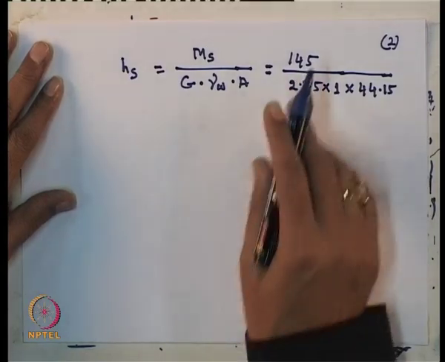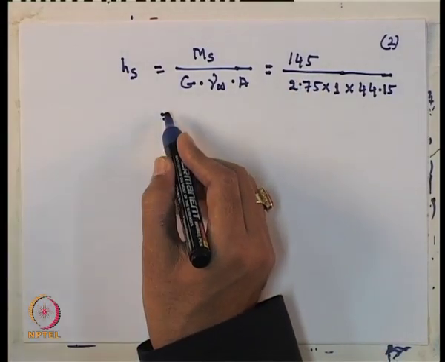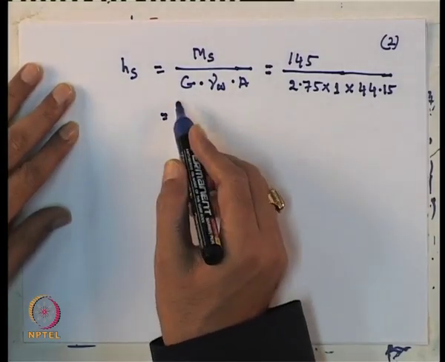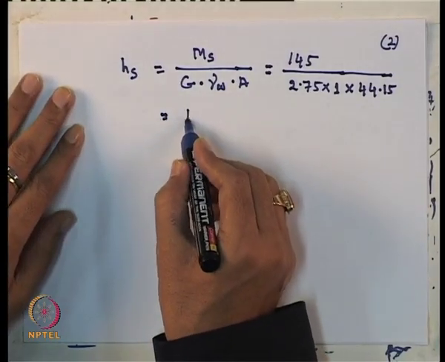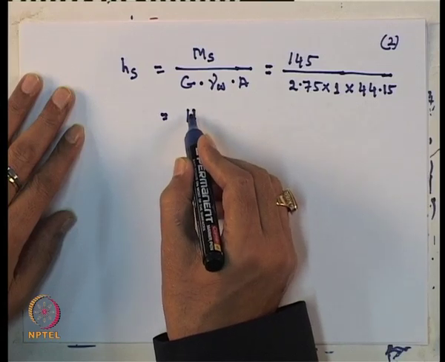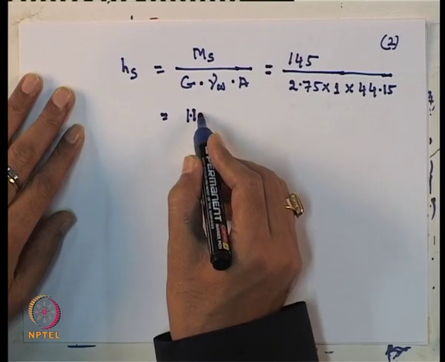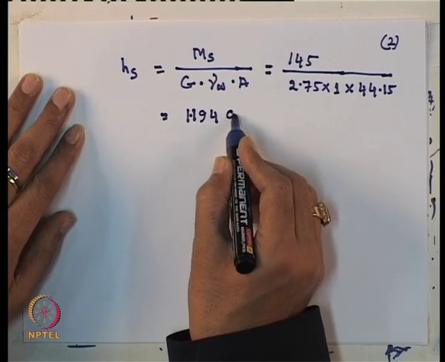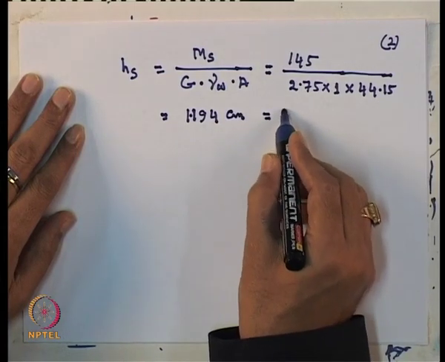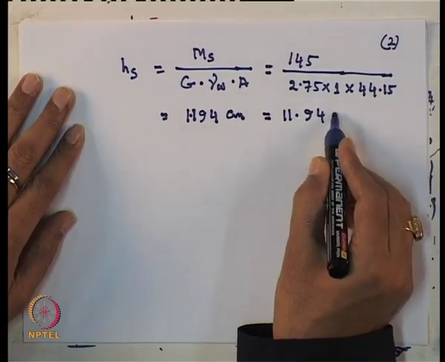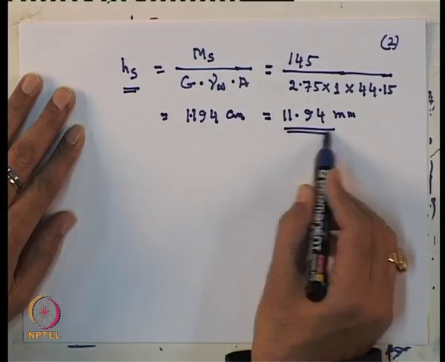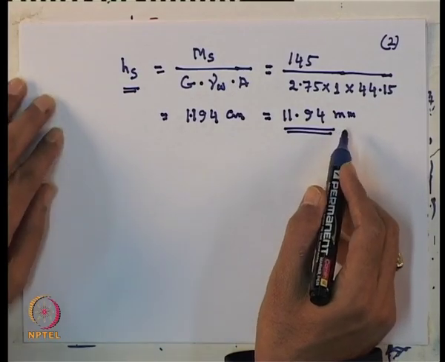Now, if we calculate, then we can write that the height of the solid will be equal to 1.194 centimeter, or 11.94 millimeter. So, we calculate the height of the solid is 11.94 millimeter.